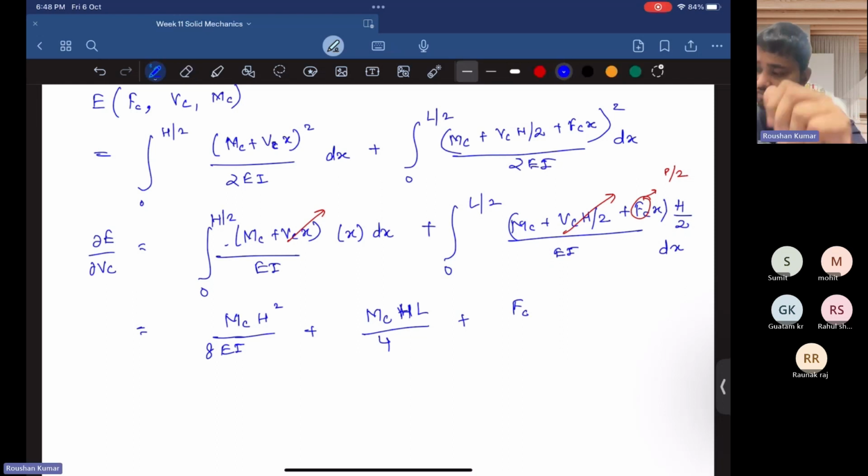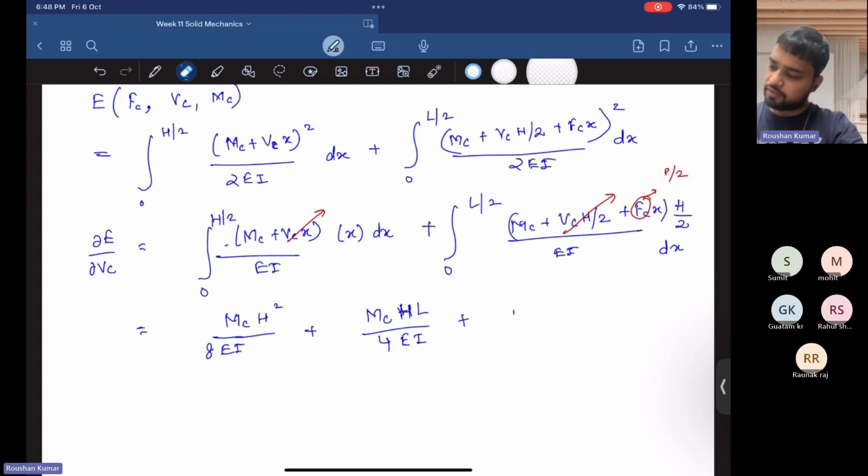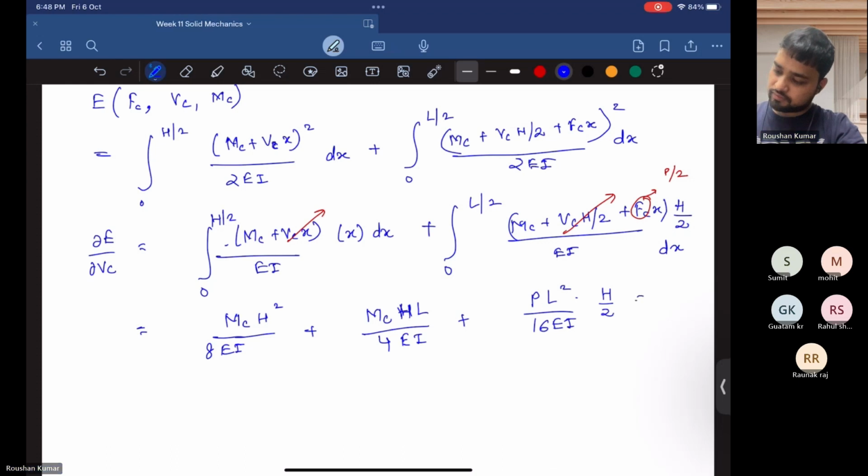So it becomes EI, FC into, FC is P by 2, so P by 2 L square by 4, that is L square by 8, so P L square upon 16 EI into h by 2 equal to 0.